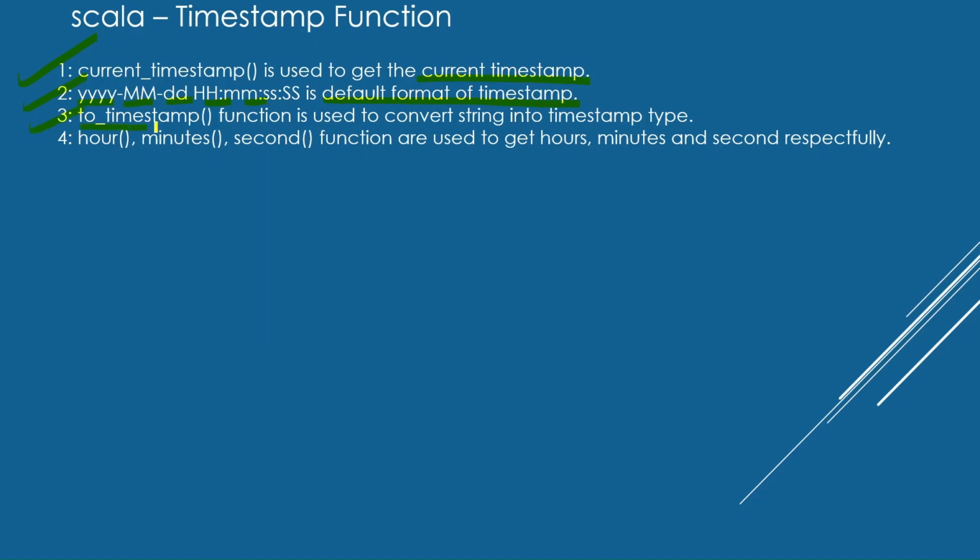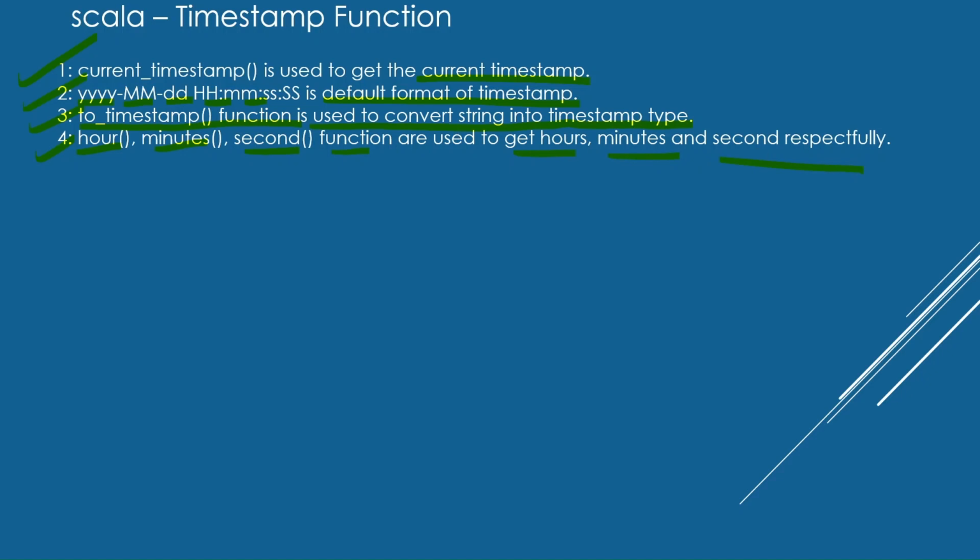With the help of the timestamp function, we can convert a string into a timestamp type. I will show you how we can convert a string to a timestamp data type with the help of the to_date function. And with the help of the hour, minute, and second functions, we can get the hours, minutes, and seconds of a particular timestamp respectively.